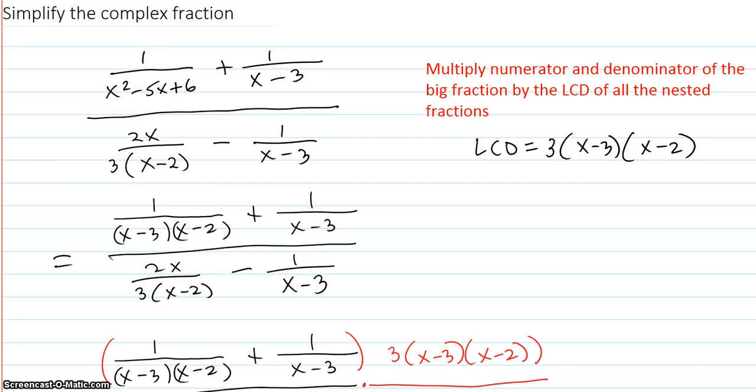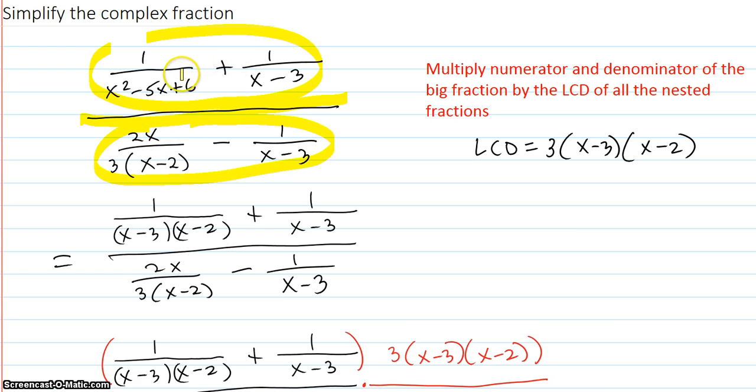Simplify the complex fraction. It's called a complex fraction because it has nested fractions inside a fraction. So here is the big fraction bar, and there's a numerator and a denominator. And when the numerator has fractions in it itself, or the denominator has fractions in it, then it's called a complex fraction.